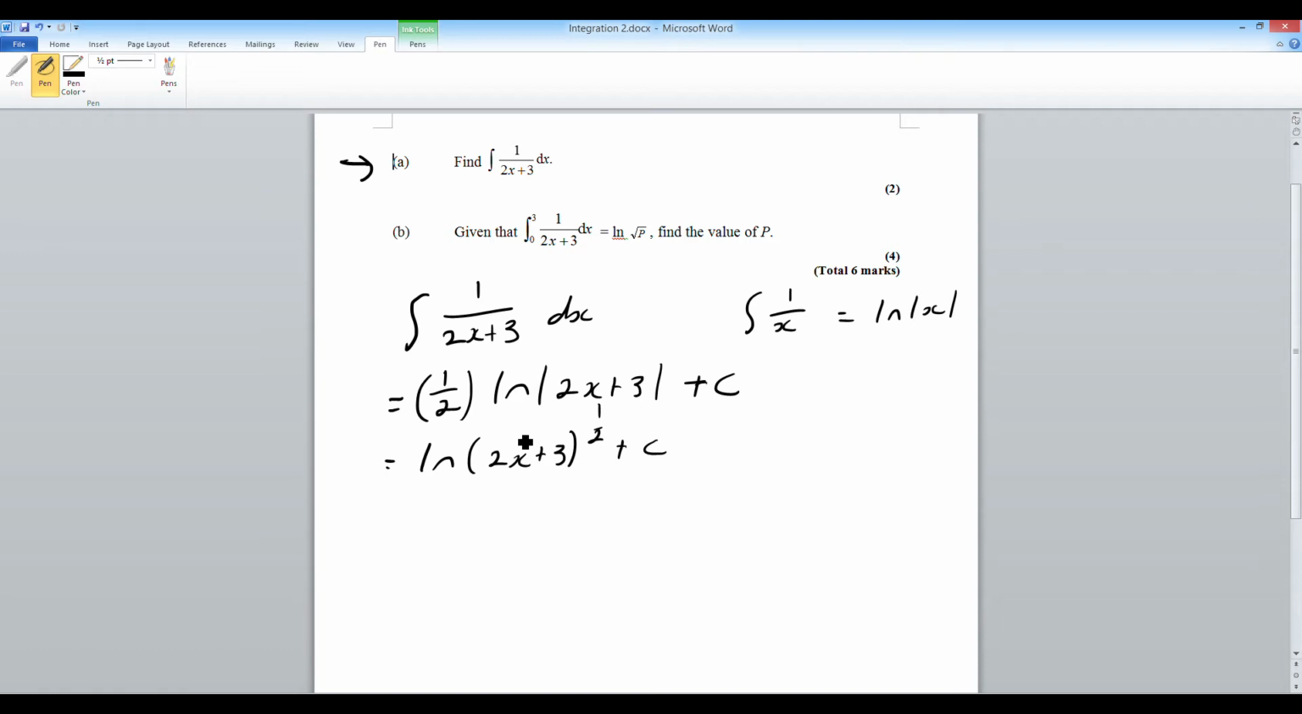Let's take a look at part B. Part B, they say, given that, and now it is a definite integral. The lower bound is 0 and the upper bound is 3. And I have exactly the same integral as what I had in part A, dx. They say that given this, show that it is the natural log of the root of something. We could have seen here the root of something, therefore find the value of p.